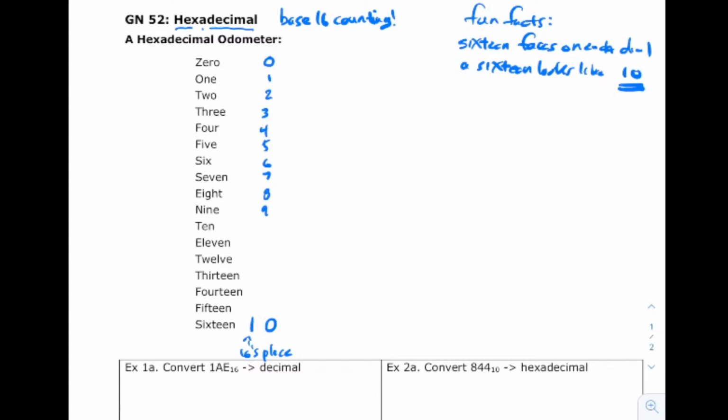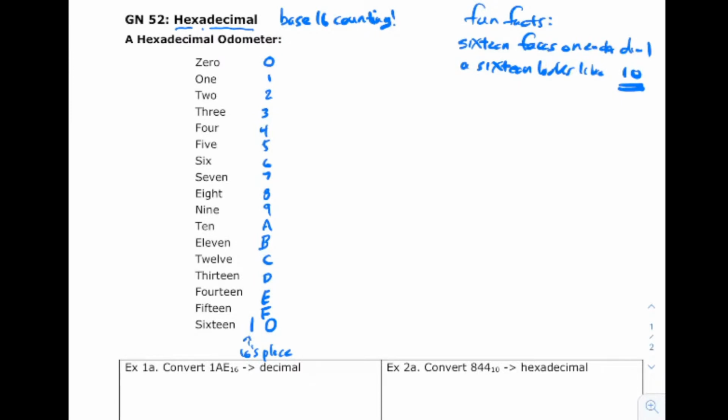So how do we get around this? We make up new symbols. We could make up our own new symbols, like that stands for 10, that stands for 11. But what we do instead is we make it a little bit easier on ourselves. That stands for 10. That stands for 11. That's a 12. That's a 13. That's a 14. That's a 15. And then a 1, 0 is a 16, okay?